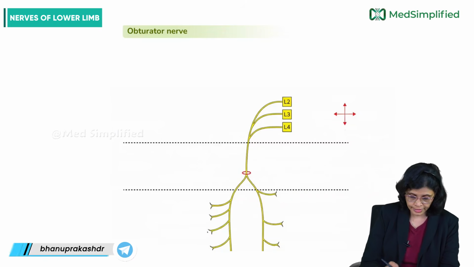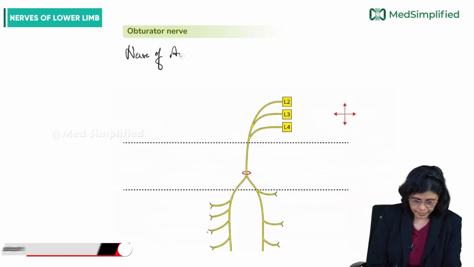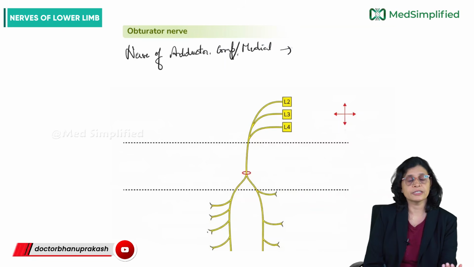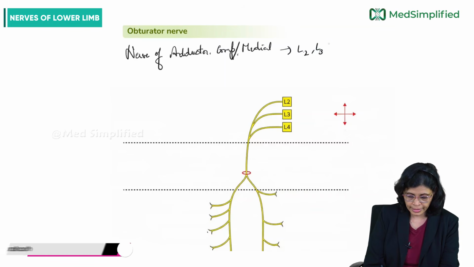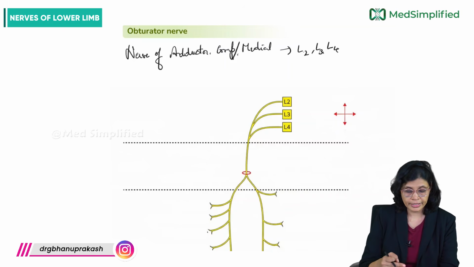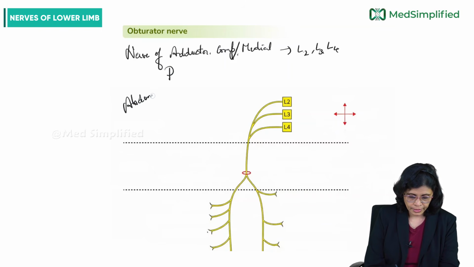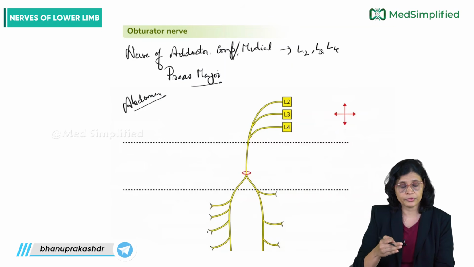Now, the obturator nerve is the nerve of the adductor compartment or the medial compartment of thigh. Its root value is L2, L3 and L4, since it begins from the anterior divisions of the ventral rami. Once the nerve is formed, it descends in the abdomen along the psoas major muscle and emerges from its medial border on the ala of the sacrum.